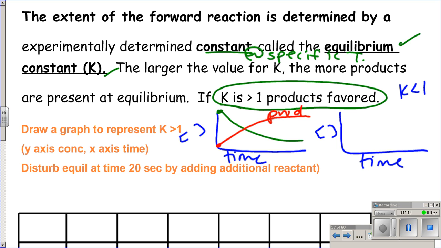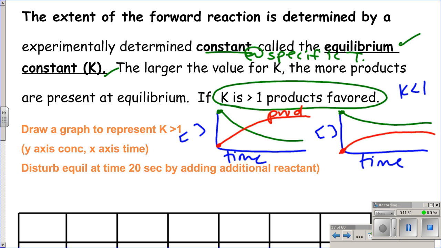How is that going to look different for K less than 1? It's going to stay below 1, but still increase and decrease, right? So are they going to cross? No, they're not going to cross. So our reactants here are still going to start in the same place, but go low-ish, not real low. And products are going to start at 0 and go up, but they're not going to cross the green line because the reactants are still of greater quantity than the products.